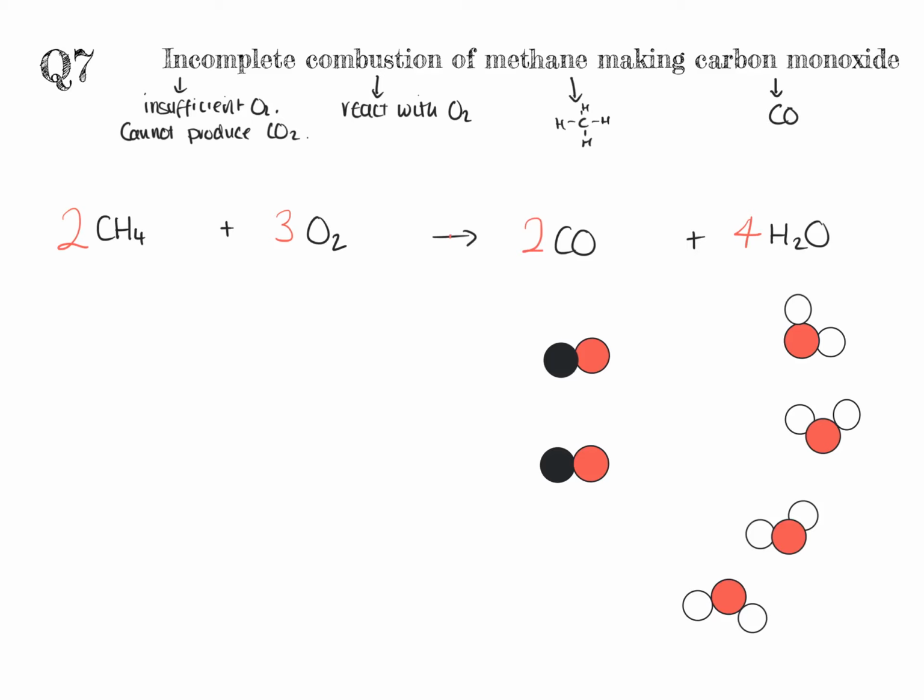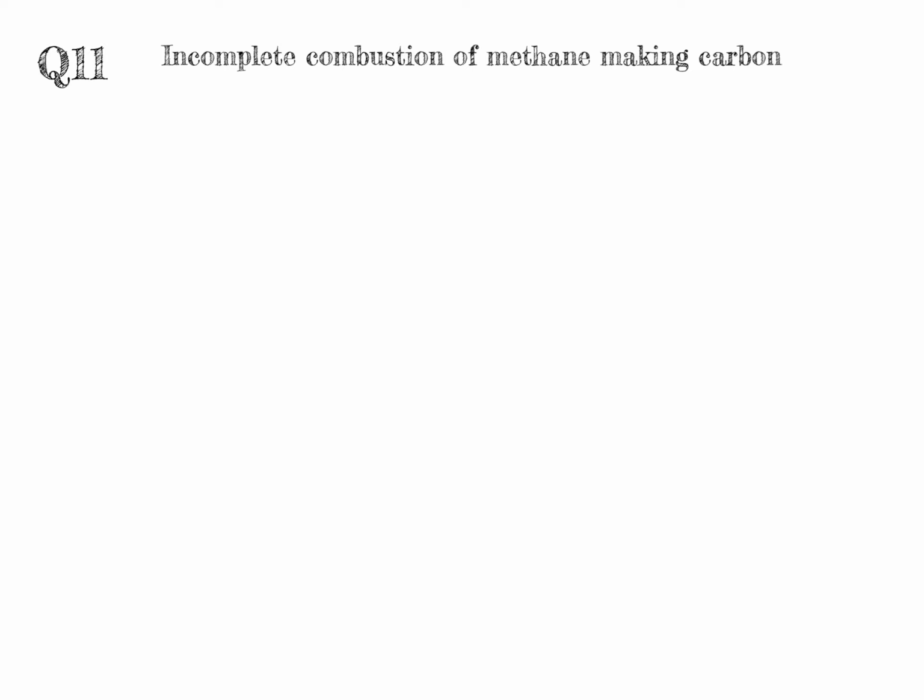There we go. So that proves that the balancing is correct. Let's have a look at the final example. Okay, question 11 on your sheet, incomplete combustion of methane making carbon this time.